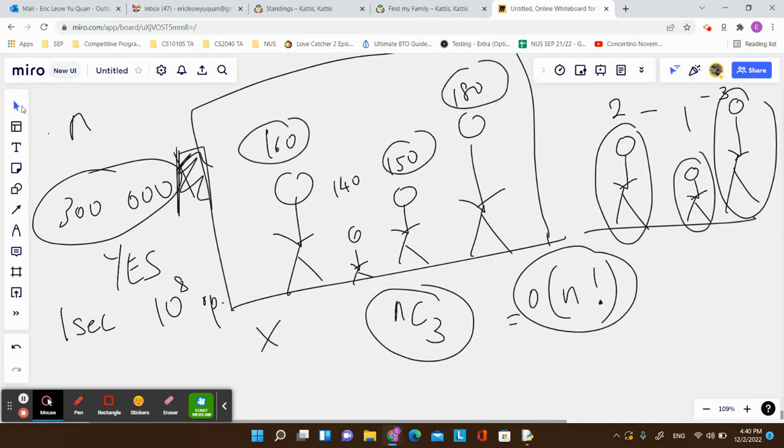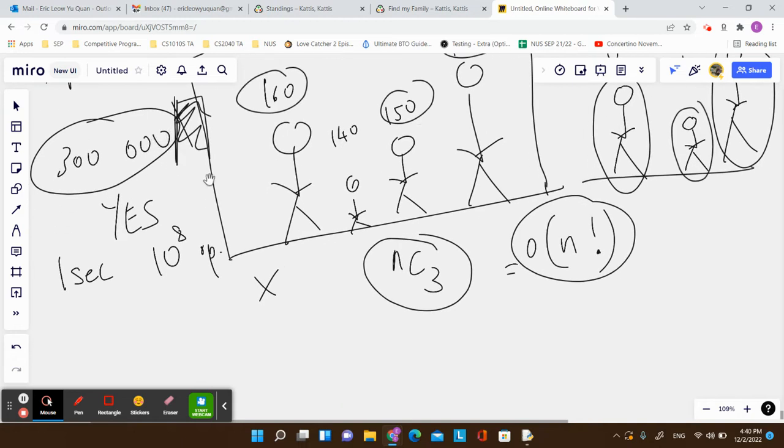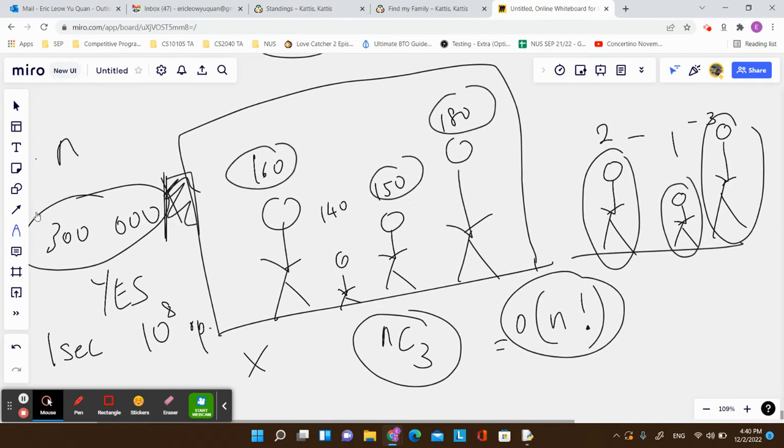Now, a second approach, which after much thinking you might figure out, is that there actually exists a faster way, which is you don't find all possible combinations. Instead, you try to focus on every single person in the photograph being a possible candidate for this one person.